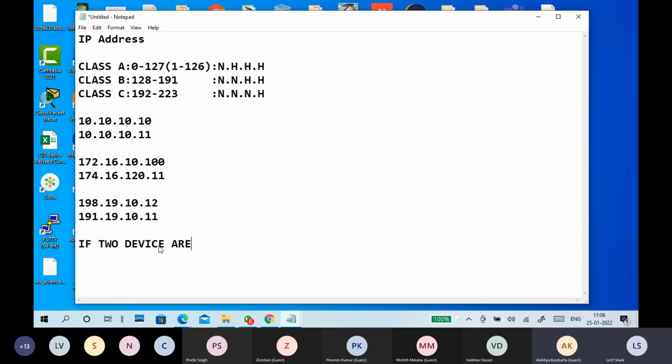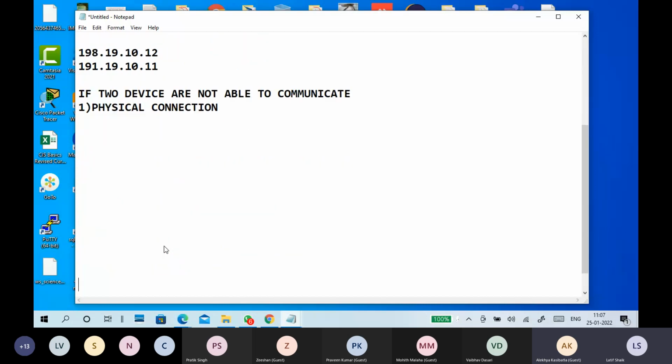If two devices are not able to communicate, what are the possibilities? One is the physical connection. If you are using Wi-Fi or a wired connection, whatever it is, we call it a physical connection. So check the connectivity. The second one is the IP address. Check the IP address in both the systems. Make sure that both are in the same network.